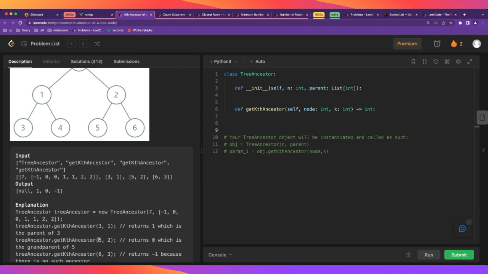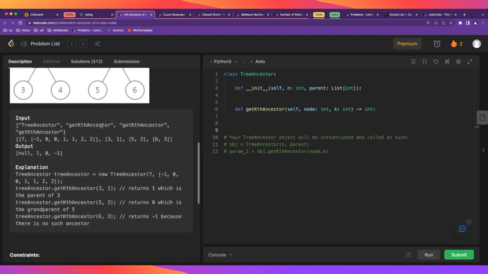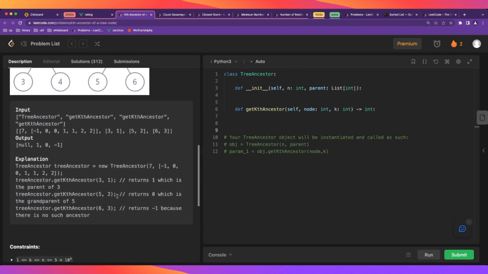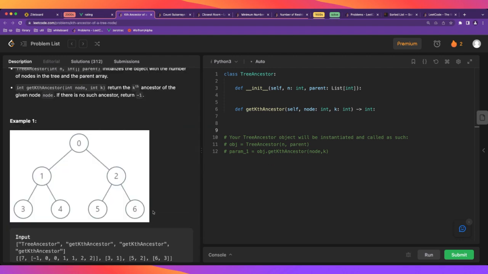Then the second ancestor of 5, which is the root 0. And then we're asked for the third ancestor of 6, which is not part of a tree. It only has 2 ancestors. So that's why in this case we have to return -1. And yes, that's the only example.